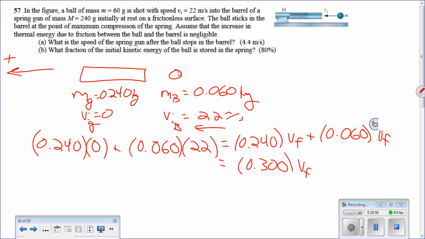Did I write it down? 57. I didn't write it down. Okay, whatever. That gives you some number. And so your VF, if you solve it, ends up being 4.4 meters a second. That way, right?